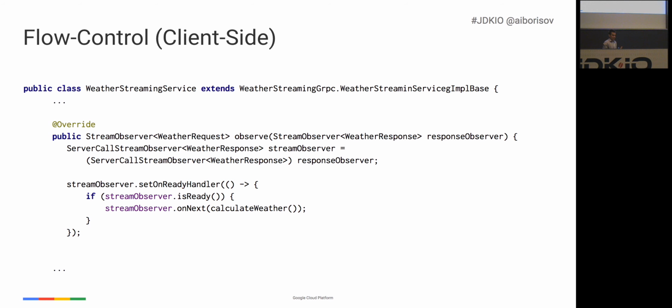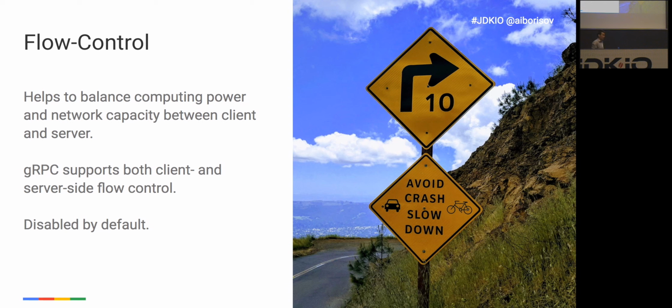For the sake of time, I will not demonstrate client-side flow control. It is very similar to server-side. So flow control helps us to balance producer and consumer, client and server. gRPC supports both client and server-side flow control. Manual flow control is disabled by default. We can enable it when we need it and when we know what we are doing.